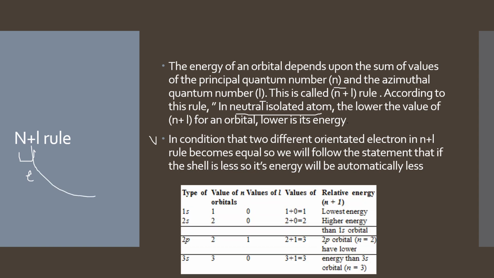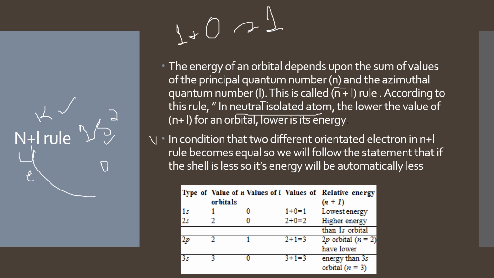Just suppose we are given the K shell, so n is 1, and here we have the s subshell, where the azimuthal quantum number l is 0. The energy would be 1 plus 0, which is equal to 1. So the energy of that orbital would be 1.